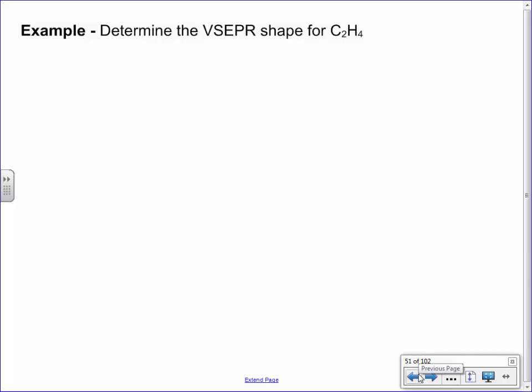Okay, let's try another one. C2H4. This one's a bit more challenging because there's not just one carbon in the middle, there's 2 in the middle. I'm going to show you how to do that in a second here. Let's piece it together though. This one's different because it's not an ion. We're now back to using Lego shapes.